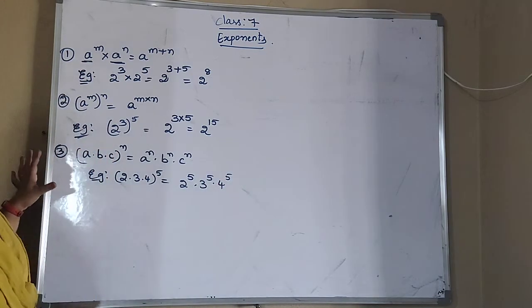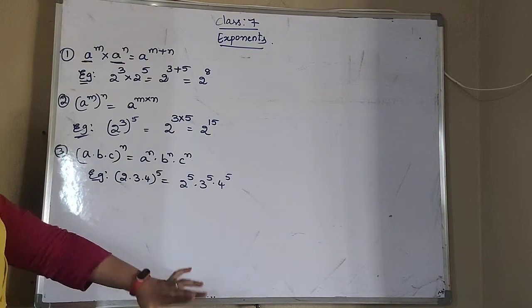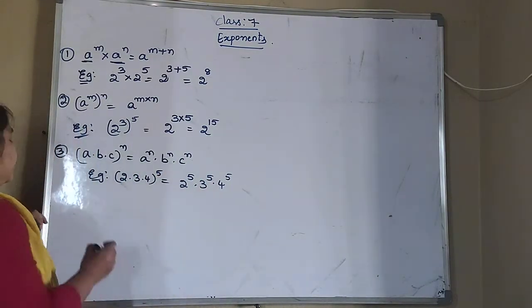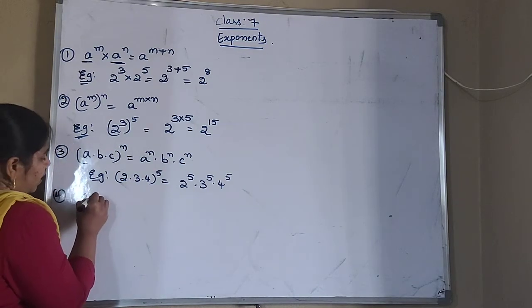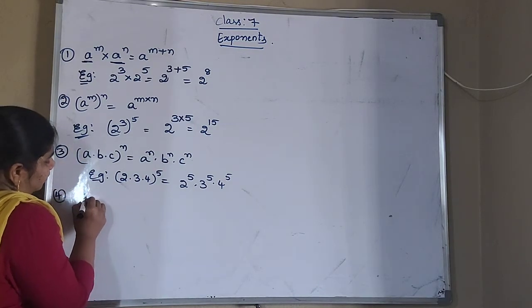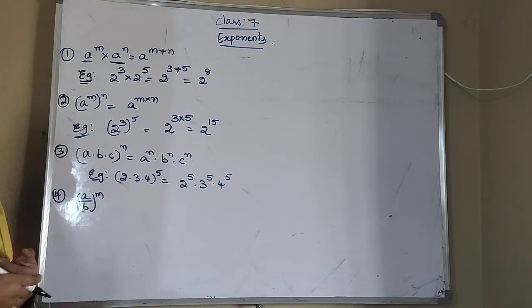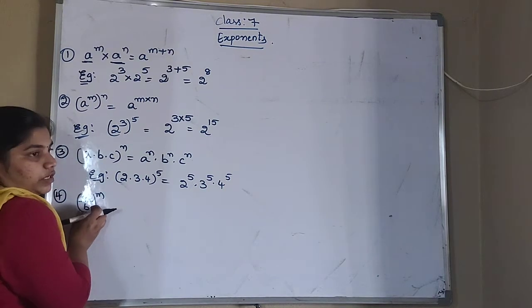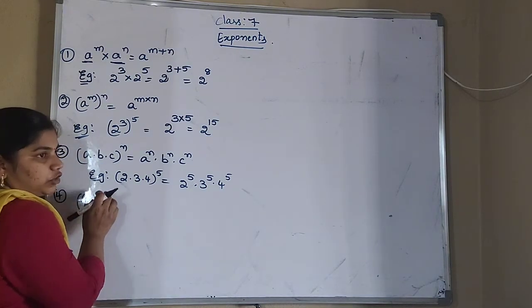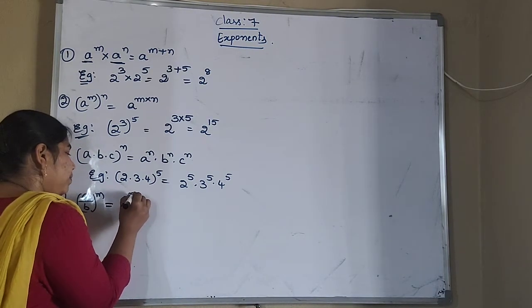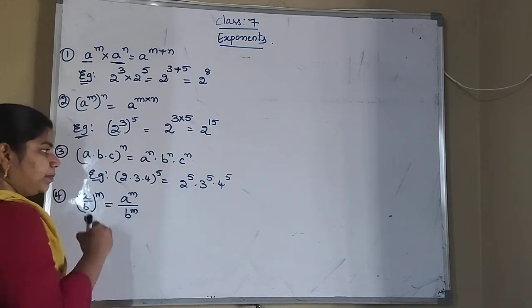So all these you will be getting in the exercise. By comparing, you have to apply the formula. Next, the fourth one is a by b whole power m. This is in the form of a fraction. You have one fraction, and for this whole fraction you have only one power. So how will you divide this? We can write this as a power m by b power m.